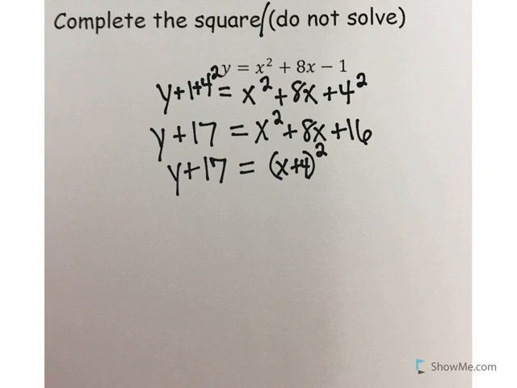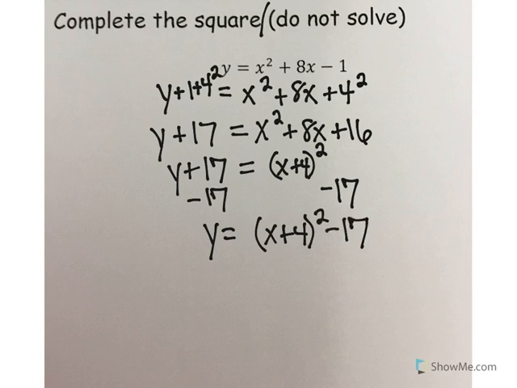So our last step is to subtract 17. And remember, whatever's in parentheses is not going to go with the 17. It's not like we're doing 4 take away 17. We're leaving the x plus 4 in there by itself, squared, and we're just attaching the 17. And it's a negative 17.